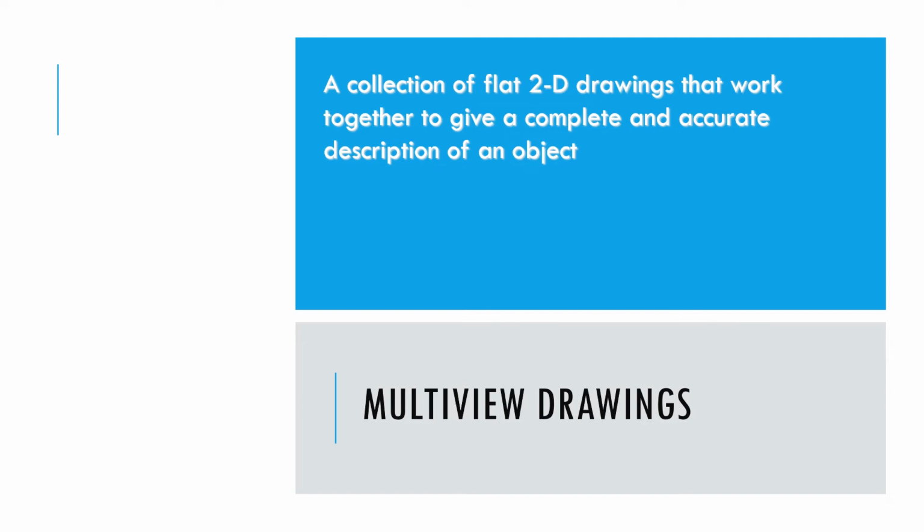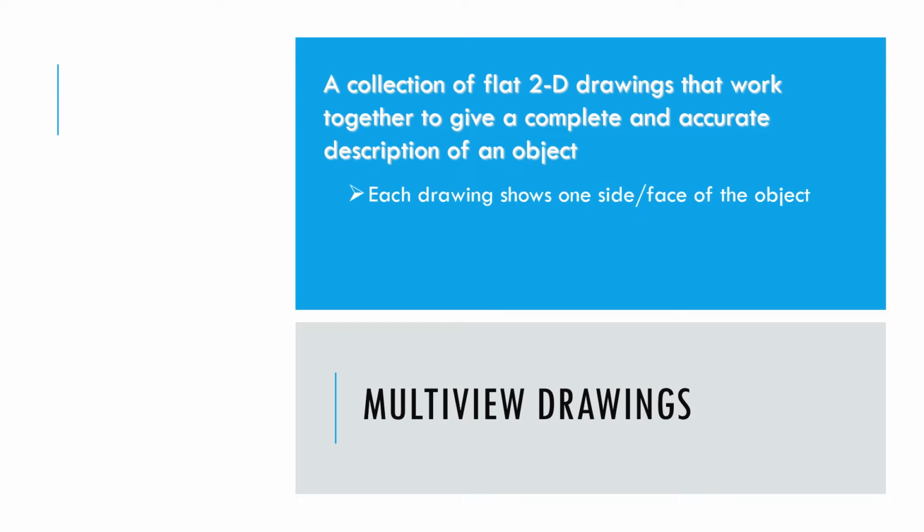As we've previously learned, technical sketching is often comprised of both two-dimensional and three-dimensional sketches. We've spent some time already learning about isometric sketches, which is an example of three-dimensional sketching. And now with this video, we'll introduce you to a type of two-dimensional sketch called multiview drawings. Multiview drawings are a collection of flat drawings, or two-dimensional drawings, and they work together to give a complete and accurate description of our object.